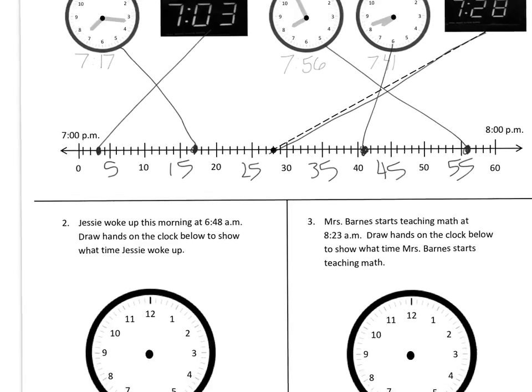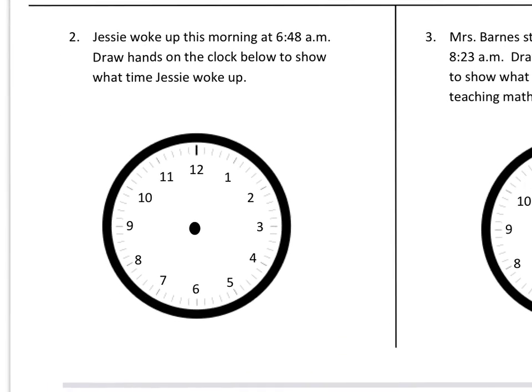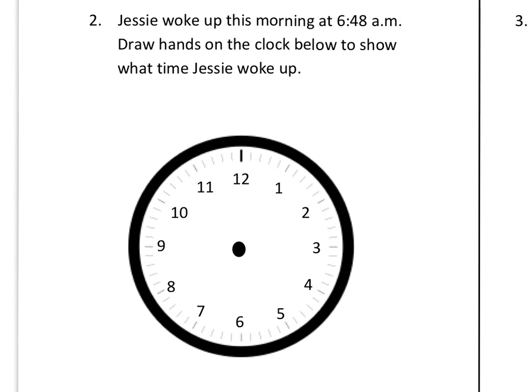Okay. Number 2. Jesse woke up this morning at 6:48 a.m. Draw hands on the clock below to show what time Jesse woke up. Okay, so I'm going to make my clock a little bit bigger. Jesse woke up at 6:48 a.m., so I need my hour hand to show 6. My hour hand is going to point in between what two numbers? In between 6 and 7. So I'm going to draw my hand in between 6 and 7.